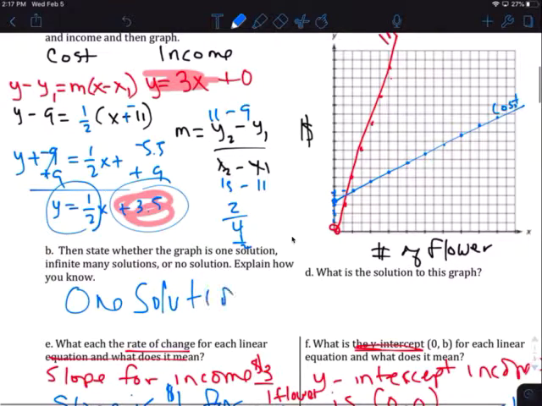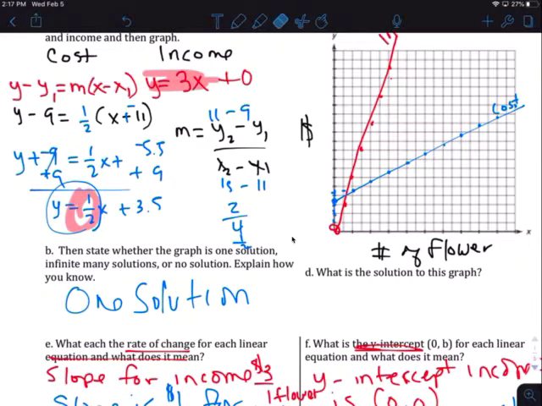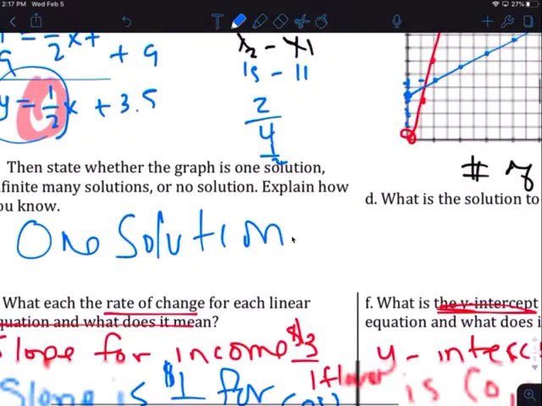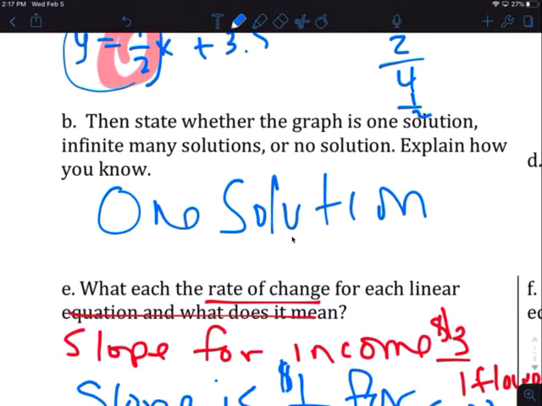If you look at it, the rate of change here is a half, and the rate of change here is 3. So you know it's one solution because the rate of change is different. So basically different slope.